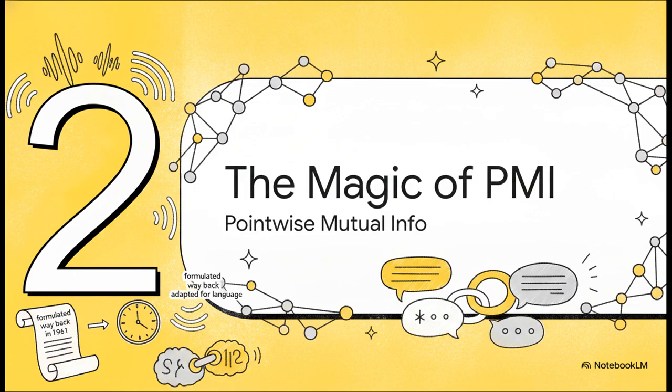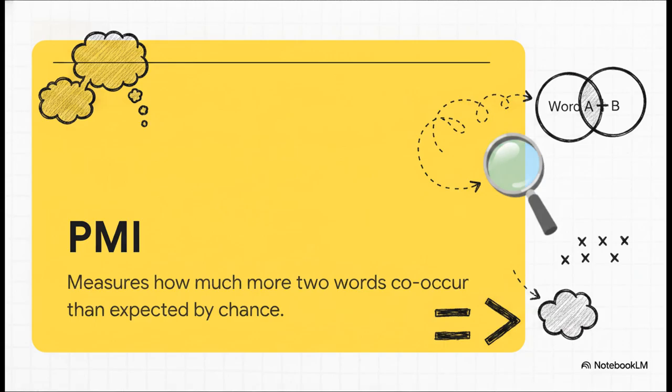And that brings us to section 2, the magic of PMI, or pointwise mutual information. Originally formulated way back in 1961 by Robert Fano, and then adapted for language by Church and Hanks in the late 80s and 90s, pointwise mutual information is a measure of how much more two words co-occur in a corpus than we would expect by pure random chance. It draws on a pretty brilliant intuition. We shouldn't just ask how often two words are together. We should ask how often they're together compared to what we'd expect if they were completely 100% independent of each other.